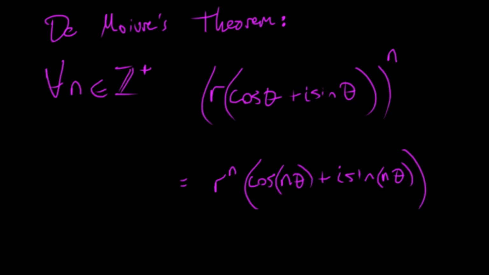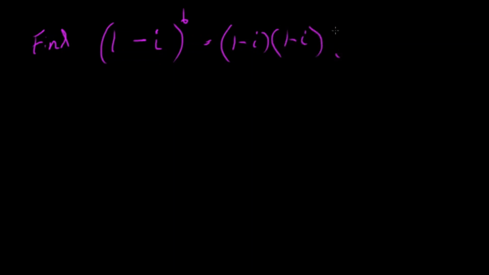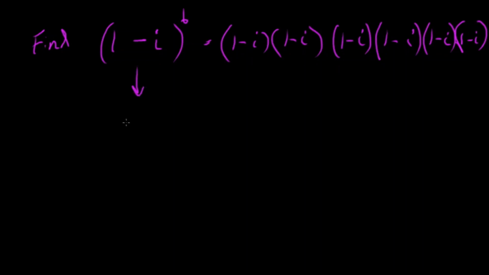How does this help us? Well, for starters, it makes life really easy. Let's say I want you to find 1 minus i to the 6th. One way to do this would be to write 1 minus i, 1 minus i, 1 minus i, and so on, and I could expand this, which sounds miserable, or I could rewrite 1 minus i in its polar form.